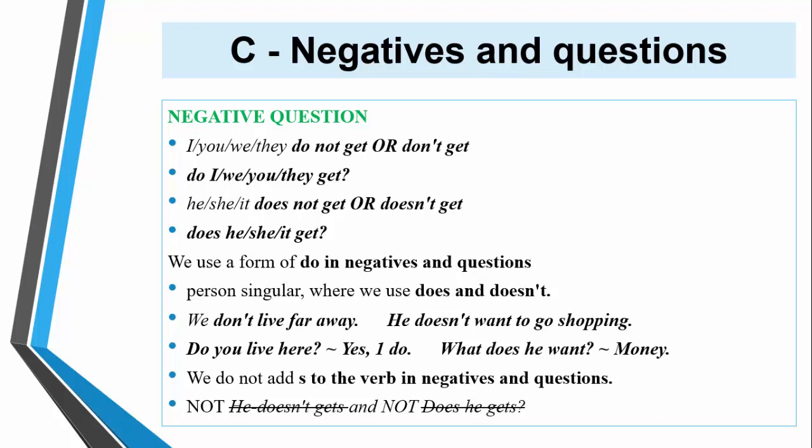We don't say he doesn't gets. Gets with an s is incorrect, and not does he gets with an s. So please pay attention in this part. Don't add s or es to the verb when it contains an auxiliary verb.